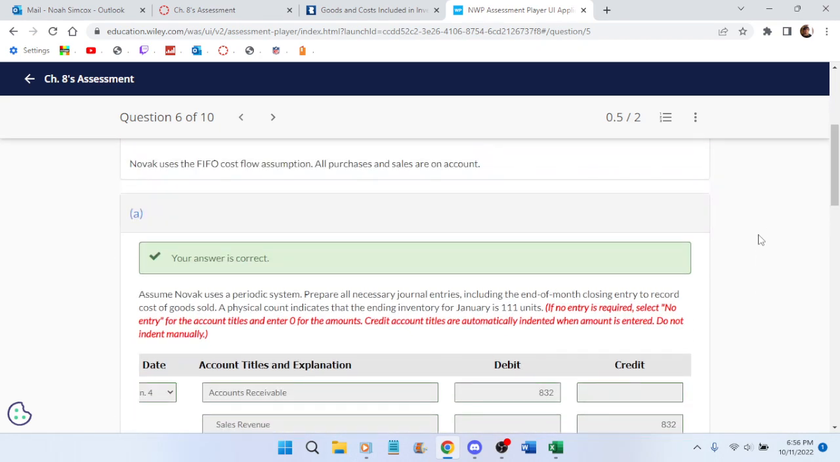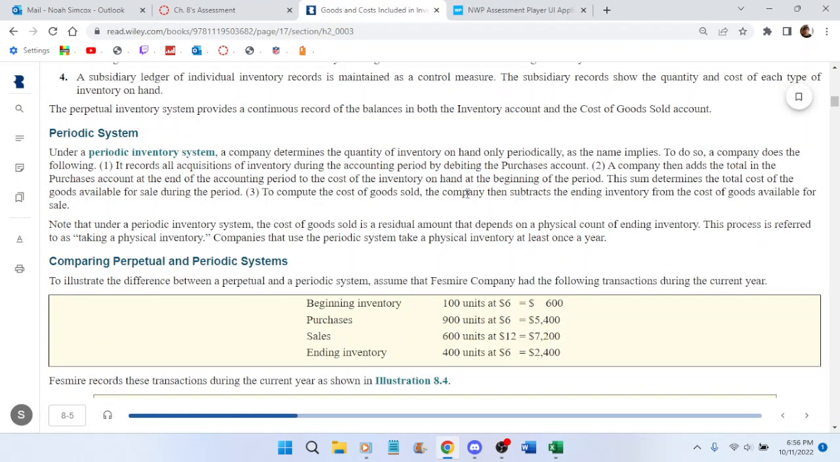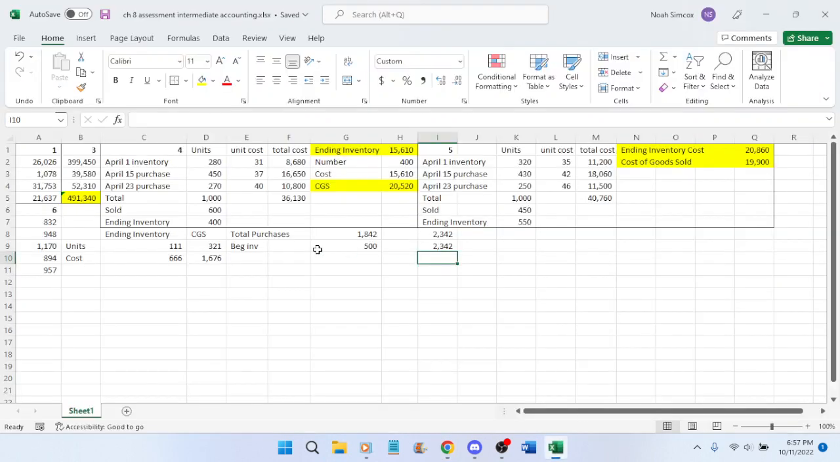I'm only done with part A. I think the way they want you to do it is actually less complicated than this, because basically what they tell you to do is add the total of the purchases account at the end of the accounting period to the cost of inventory on hand at the beginning of the period, then subtract that ending inventory cost from that to get your answer. So it's much less complicated than what I needed to do.